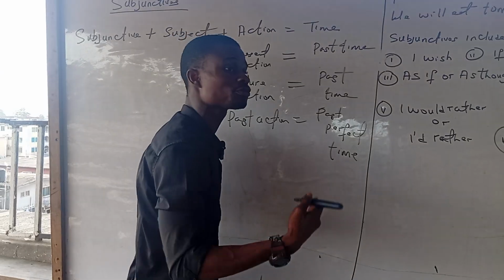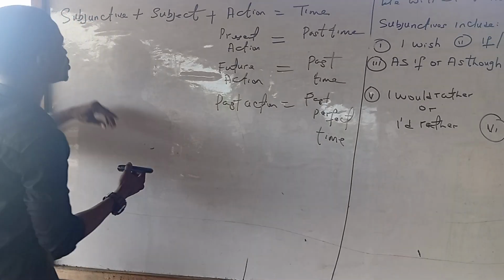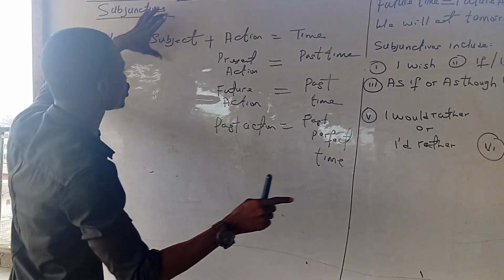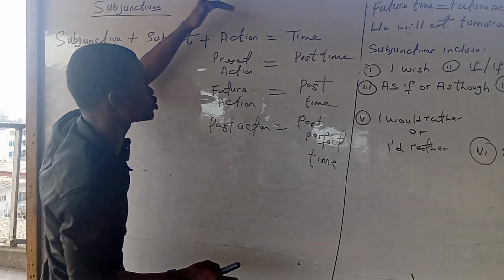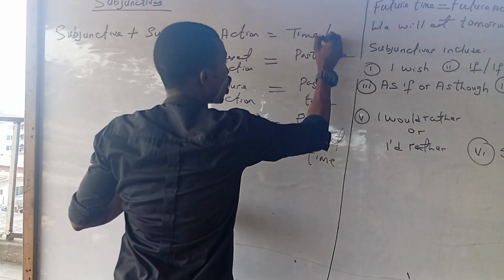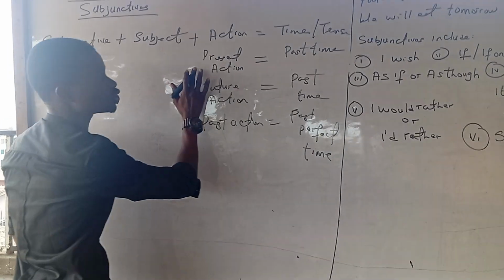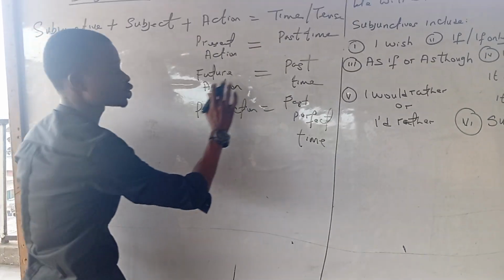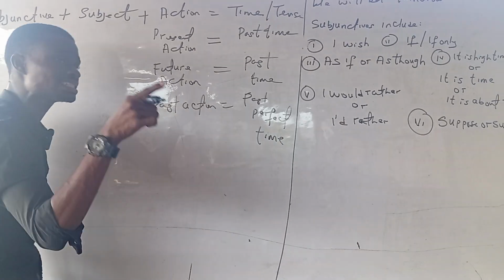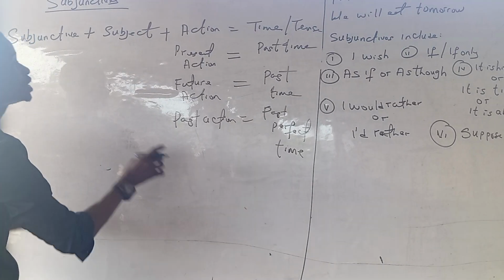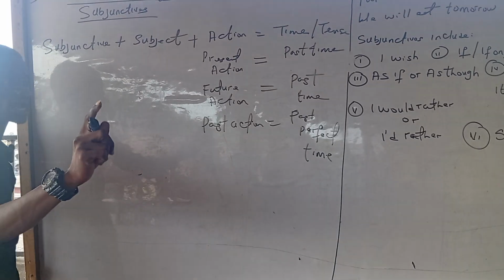I'm calling it time so that you'll be familiar. You can either call it time or tense. Let me say it again. When you have subjunctive, it should follow with a subject, such that the agreement between the action and the time or the tense will change. We cannot have present action, past time; future action, past time; past action, past perfect time. Why is it like that? That is because your expression is being used with subjunctive. That is why it's like that.